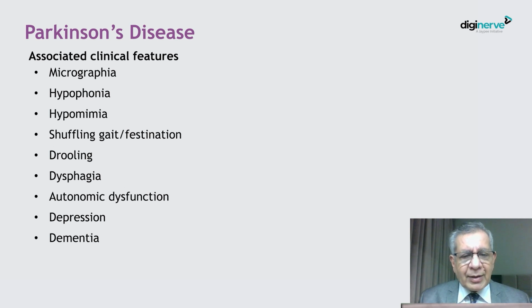There is excessive saliva secretion and saliva may drool. In the advanced stages, people can have difficulties in swallowing and autonomic dysfunctions like the postural fall of the blood pressure, changes in the urinary system, and so on and so forth. And like I told you in the last slide, some people have depression and dementia.